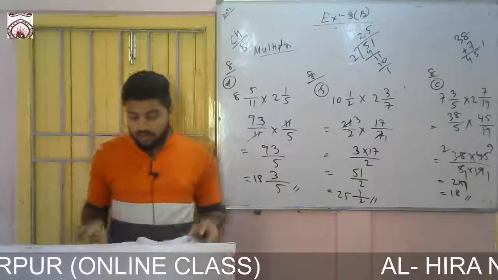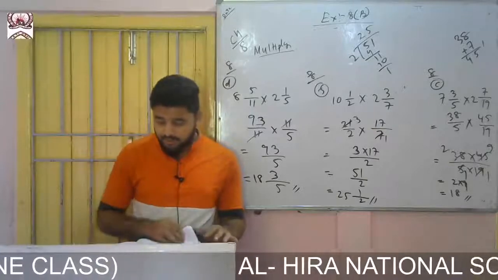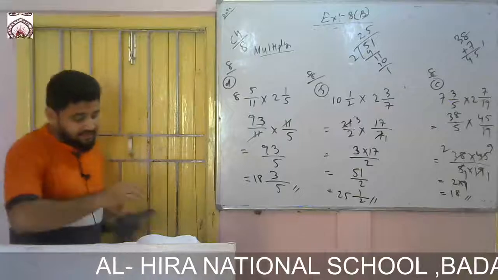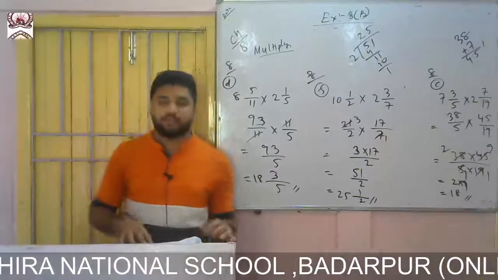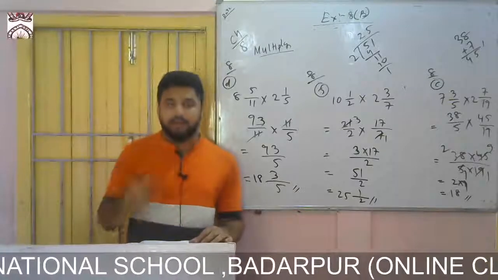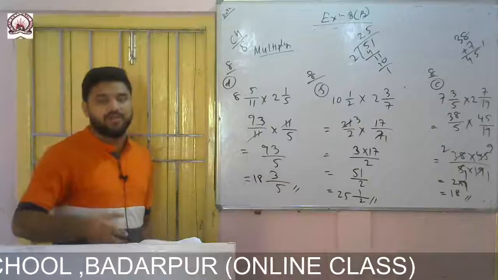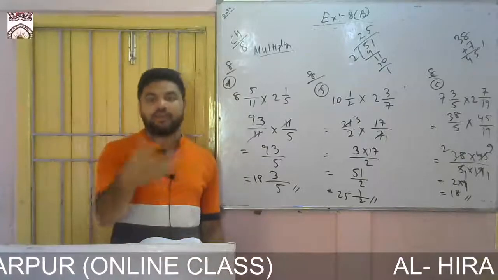Almost all done. Now come to 8C. Now let's move to what? Exercise 8C. So in exercise 8C, what is there? 1 by 3 of 21. Of means what? In place of it, I shall use multiplication. 1 by 3 of 21. That means 1 by 3 is of 21.